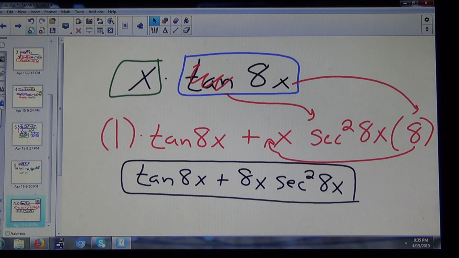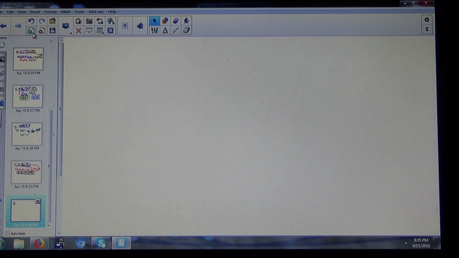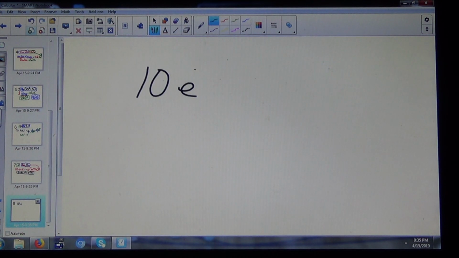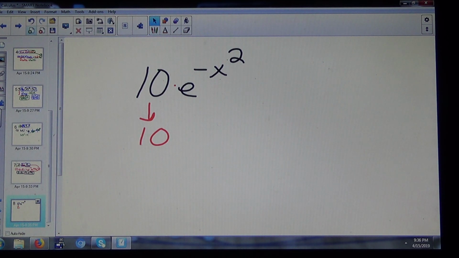Alright, let's try another one. 10 e to the negative x squared. Find the derivative. Yes, there is product, but again, if it's just a 10, remember you can bring it on front. Doesn't matter then. So just do the derivative of the second part. That's the shortcut on these.